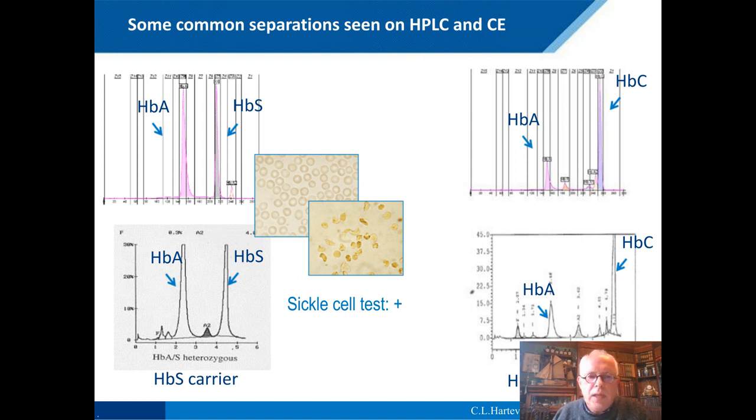But you have also a confirmation test like the sickle cell test. So if the sickle cell test is positive, you know that, let's say, that's hemoglobin S. And likewise, you can have hemoglobin C, which is different, but then confirmation needs to be done on DNA level.